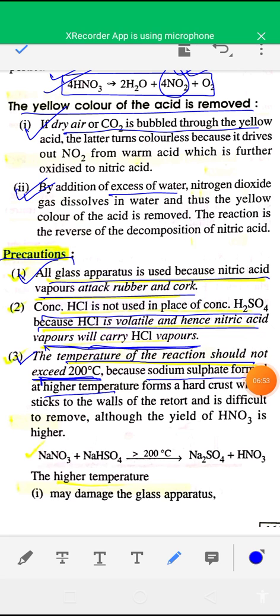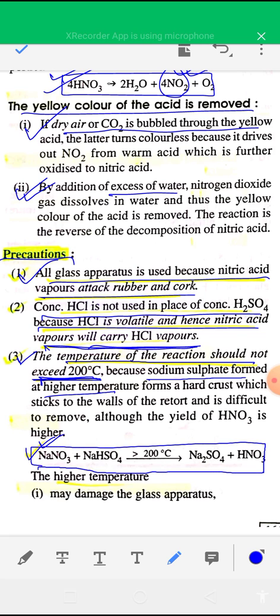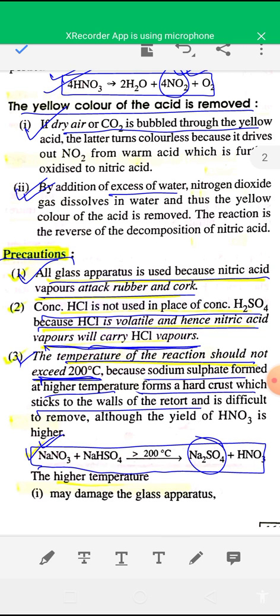So temperature should not exceed 200 degrees Celsius. We have to maintain the temperature below 200 degrees Celsius. Above 200 degrees Celsius, the reaction becomes NaNO3 + NaHSO4 → Na2SO4 + HNO3. This sodium sulfate formed at a temperature above 200 degrees Celsius forms a hard crust which sticks to the wall of the retort, and it is difficult to remove.